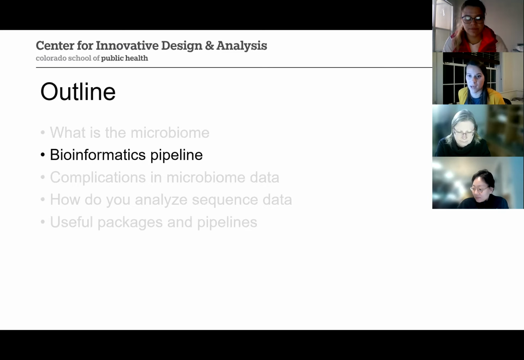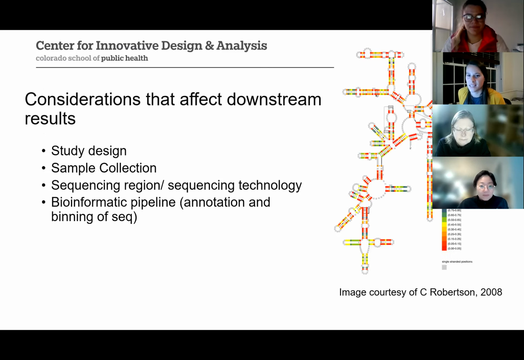So the bioinformatics pipeline. Before we get to that, we kind of have to think about where do the samples that we're going to run in the bioinformatics pipeline come from. So we want to think about study design. Is it longitudinal? Is it cross-sectional? Who is our population? Is it children? Is it adults? Where are we collecting them from? Is it hospitals? Is it private institutions? Did we send a kit home to them? Those kinds of things. We also want to think about sample collection.